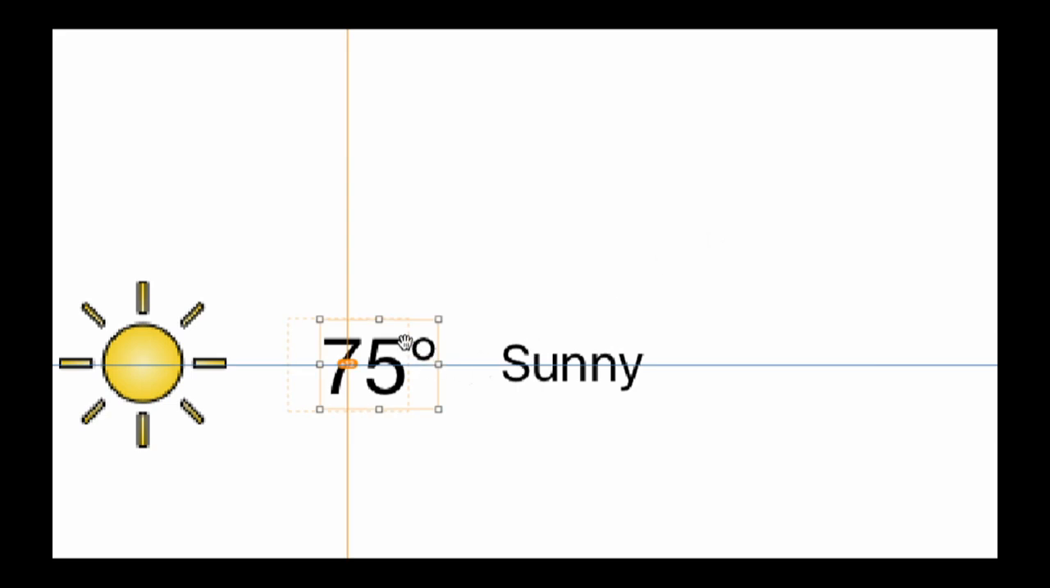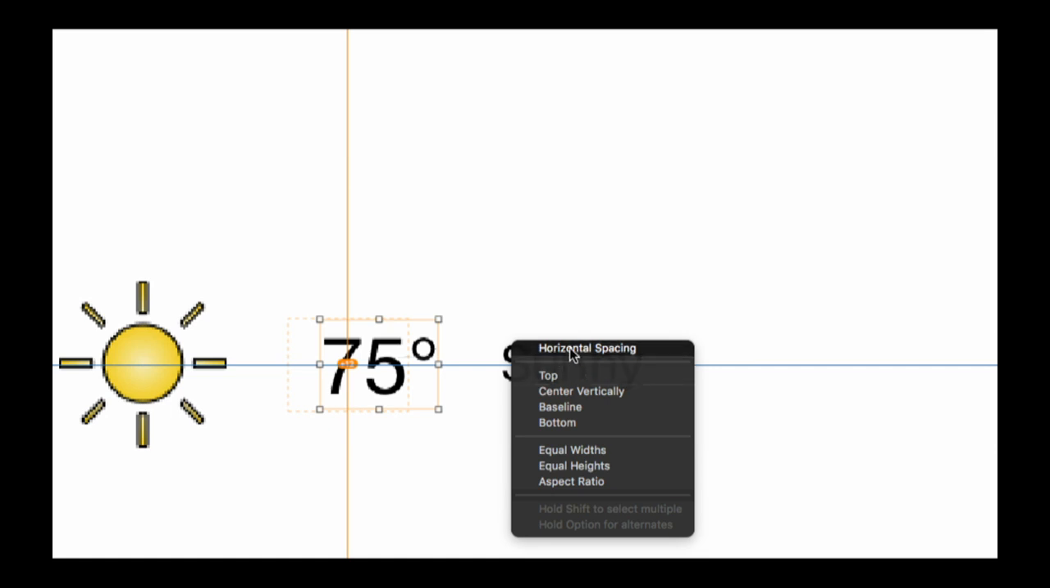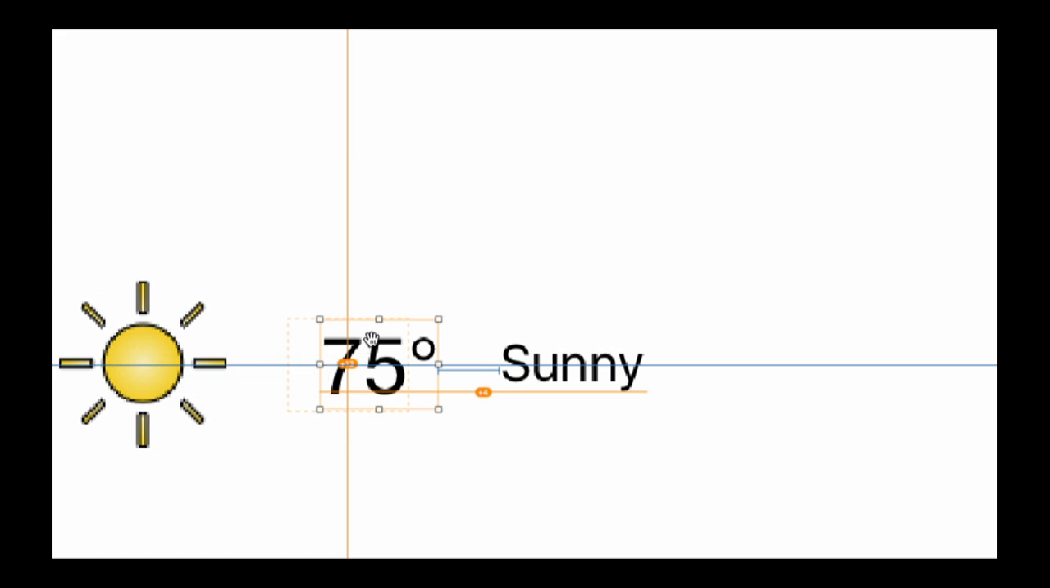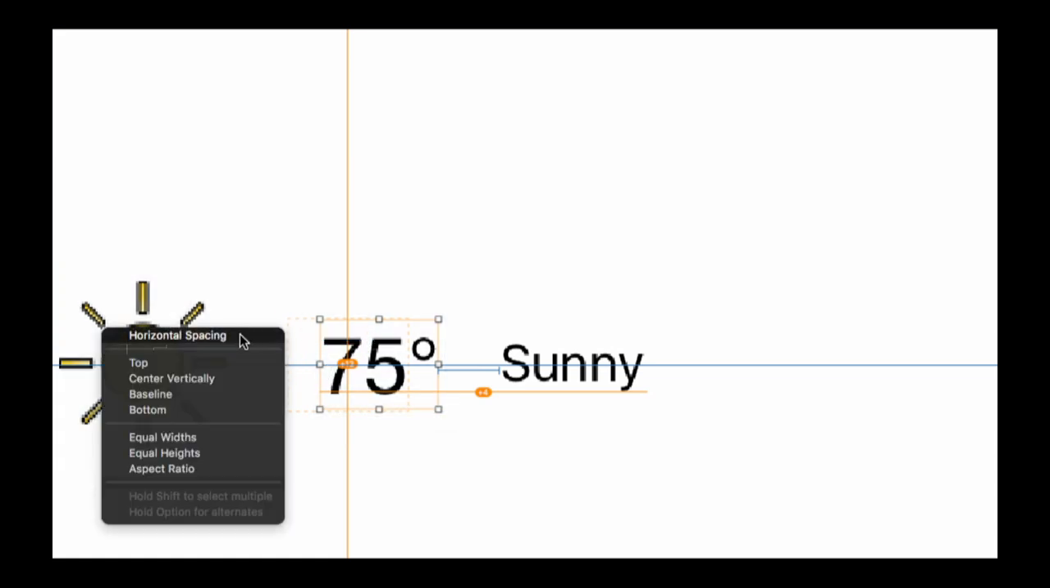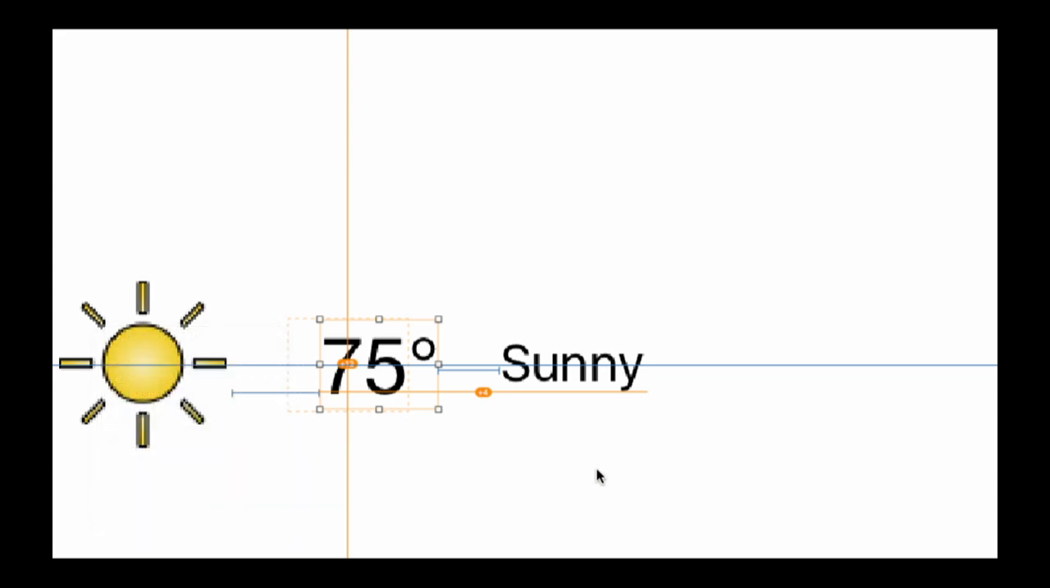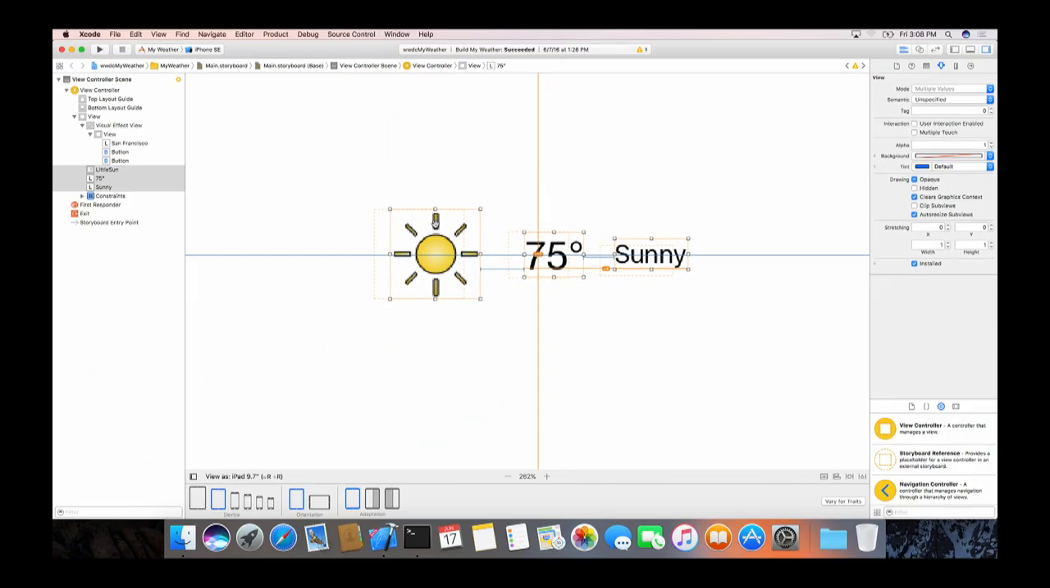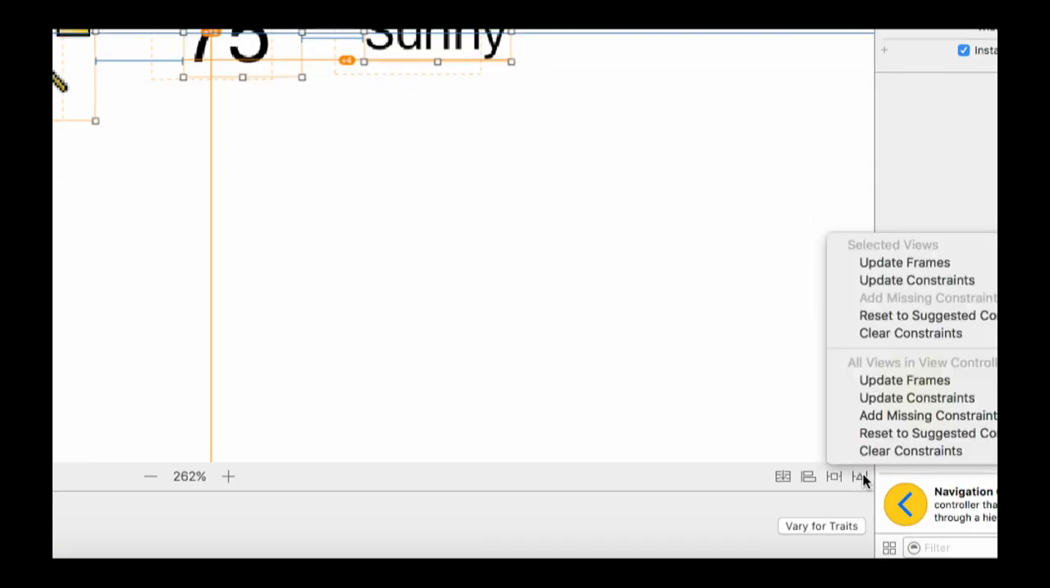Similarly, I want to do the same. Control drag to the sunny, hold down Shift, and we want to horizontally space this, as well as add a baseline constraint, and then do the same to the sun. Control drag, hold down Shift, horizontal spacing, and this time center vertically. Now my views have the constraints that they need, and we just need to update the frames so that they're in position. And so we're going to go to the Resolve Auto Layout Issues menu for the selected views and hit Update Frames.